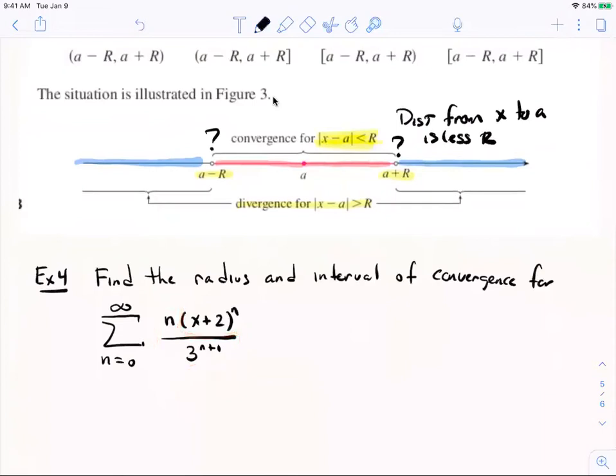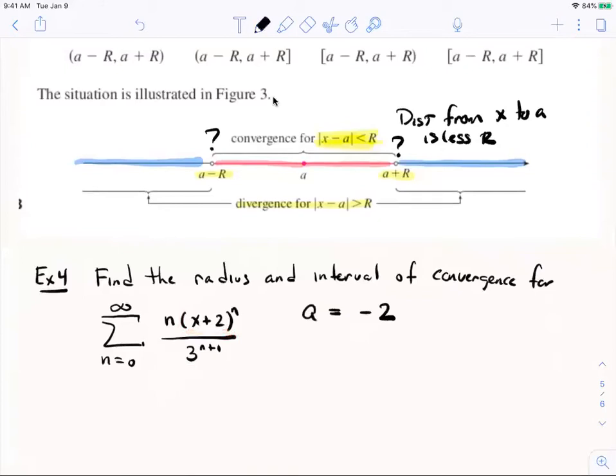What's my center? Can you say it? This has to have the form, listen carefully, x minus the center to the n. So what number is that x minus? It's not 2. It says x plus 2. So the center here is negative 2. Yeah, that looks like x minus a, where a is minus 2.